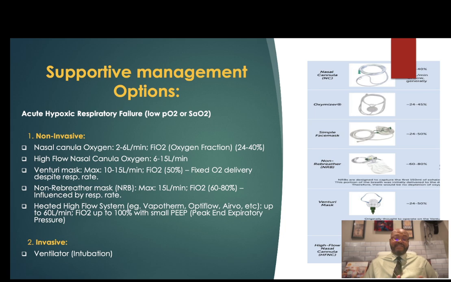And of course, the next system, a lot of providers don't even know about this, but we do have the heated high flow system. You would hear words like Evo, Optiflow, Vapotherm, and it can go up to 60 liters per minute, and oxygen fraction can be as high as 100%. And this is because there is a small PEEP, what we call a positive end expiratory pressure, where the lungs never fully collapse and stay open. And so that helps with better oxygen delivery than some of these other systems that we've talked about.